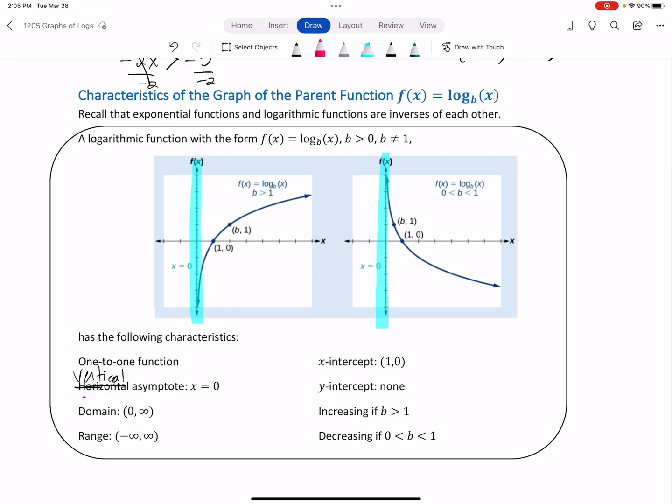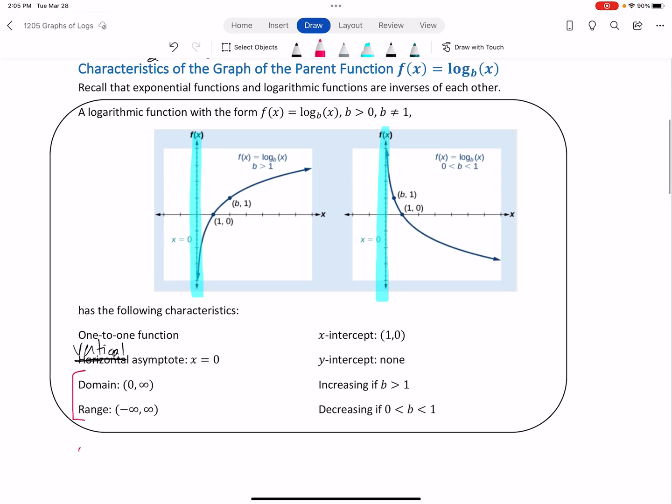So if you think back to exponential functions, this switches the domain and range of an exponential, because they're inverses. Okay, I have an x-intercept at 1, 0. I never cross that y-axis because I have an asymptote there. It's increasing if b is bigger than 1 and decreasing if b is between 0 and 1, just like exponentials were.